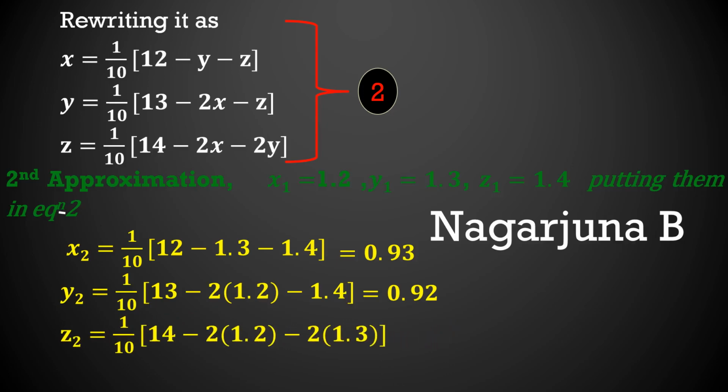The next z2 is equal to 1 by 10 into 14 minus 2 into 1.2 minus 2 into 1.3 because x value is 1.2 and y value is 1.3. And in the calculator you can write, open the bracket, 14 minus 2 within the bracket 1.2 minus 2 within the bracket 1.3, close the bracket, divided by 10, and that answer will be 0.9. So these are the values of x, y, z in the second approximation. Now we shall move on to the third approximation.